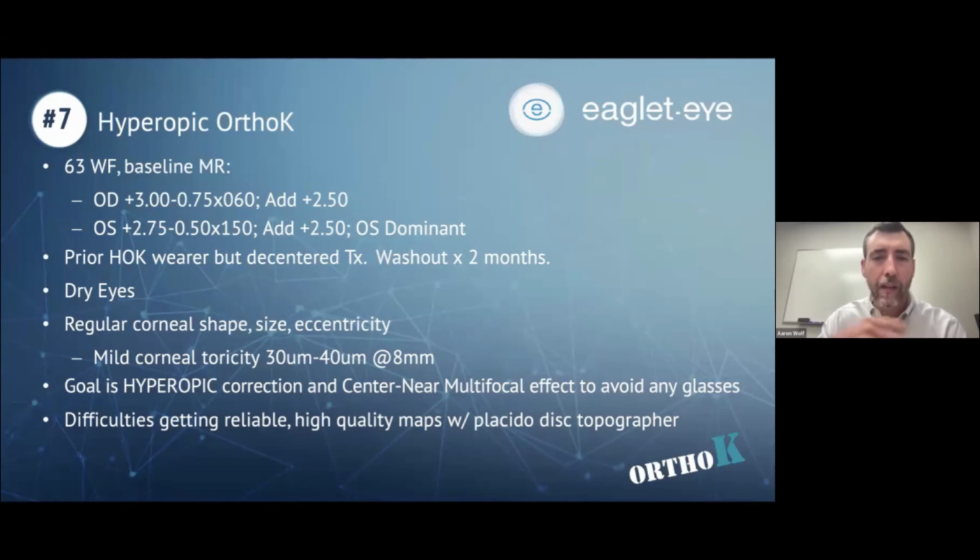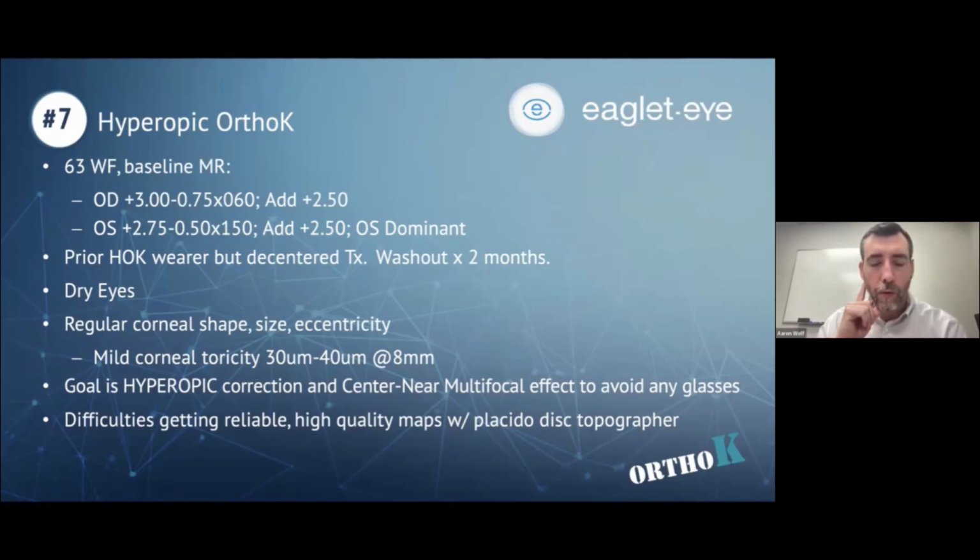But in order to try again, we need to stop our current OrthoK and let the corneas revert to their normal baseline shape, and that's what's called a washout. So we did a washout for 2 months. She had some dry eye. I do not recall, but I believe we were treating her dry eye as well.